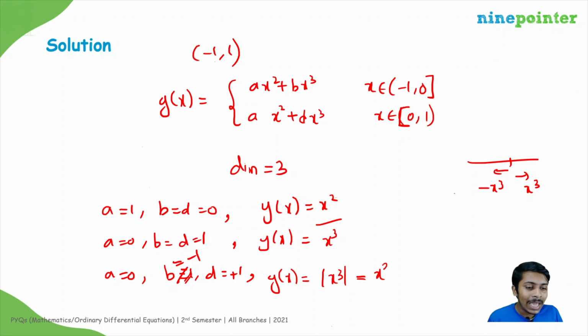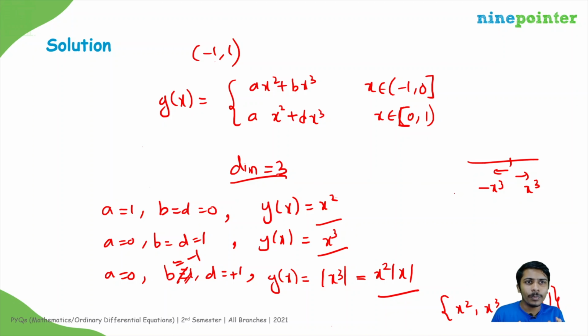This can be written as x square mod x, because x square is always positive, right? So we can just take that out. Now it's very easy for you to check that these are indeed linearly independent, because you can directly claim that they are not scalar multiples of each other. So x square, x cube, x square mod x forms a basis, and we have dimension 3. Even this degrees of freedom technique is enough, but just to give a little more rigorous proof, I have found an explicit basis for the solution space.